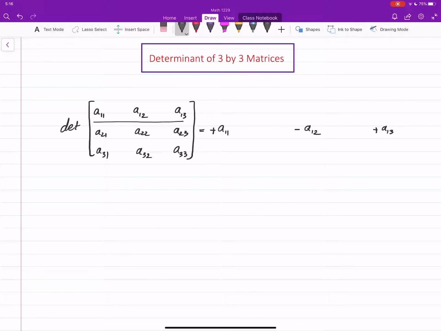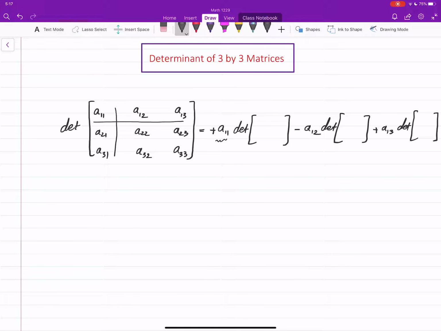Okay. Each one of these guys is going to be multiplied by the determinant of a 2 by 2 matrix. What is that 2 by 2 matrix? For each one, this is a different one. This is given by what? So for A11, you delete basically or cover row 1 and column 1. The rows and columns that A11 belongs to.